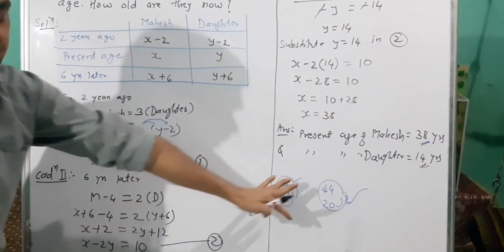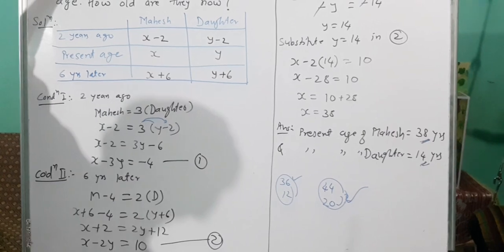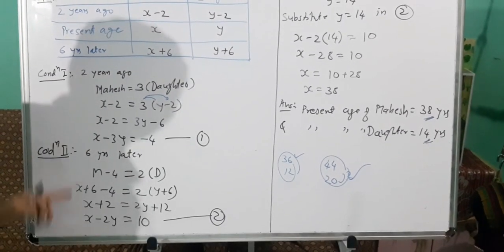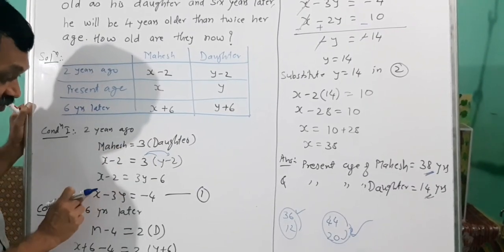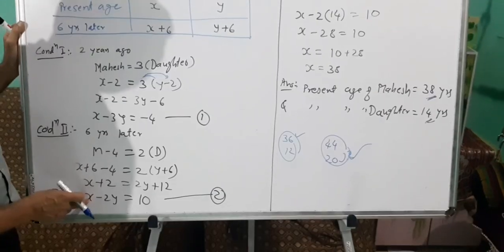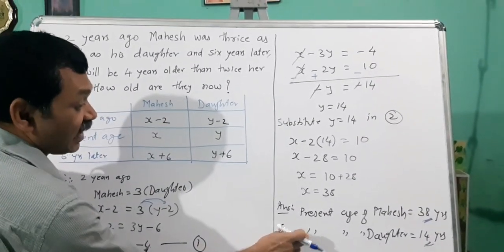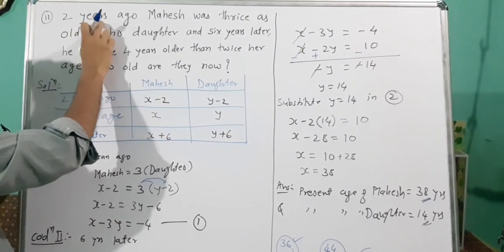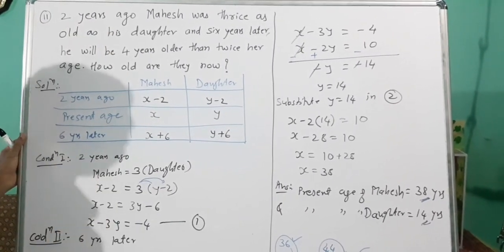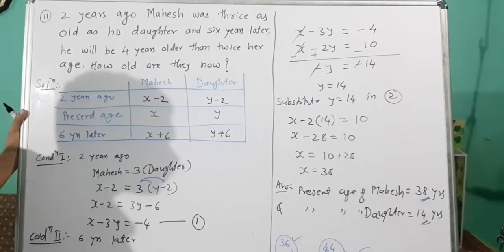So always check the answers by substituting in the original problem, not in the equations, because sometimes if we make a mistake in the equations, the wrong answer will still satisfy them. We have to always check the answer with the original problem and not with the equations. Is it clear? Thank you.